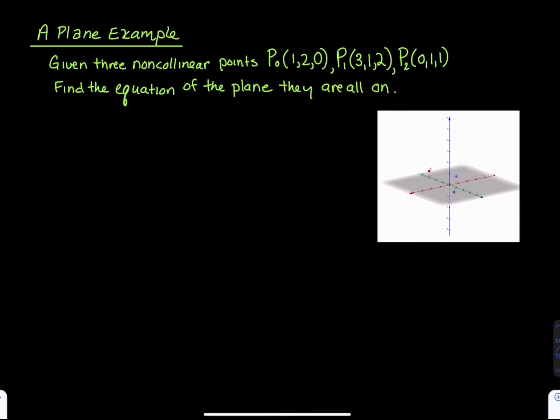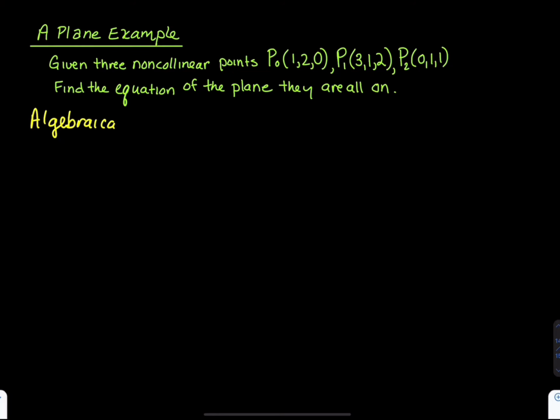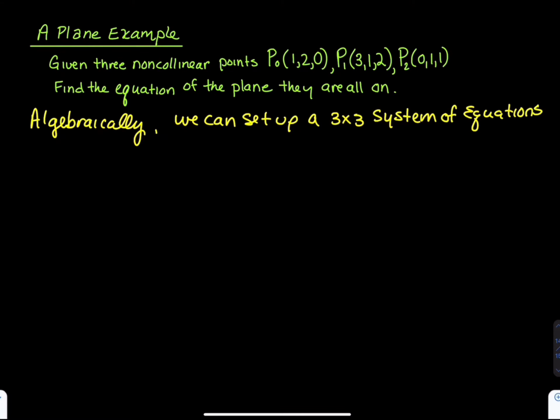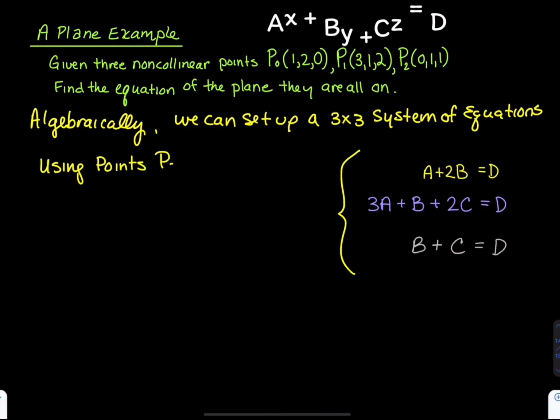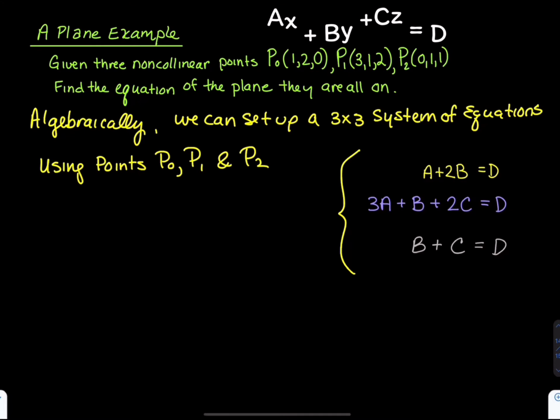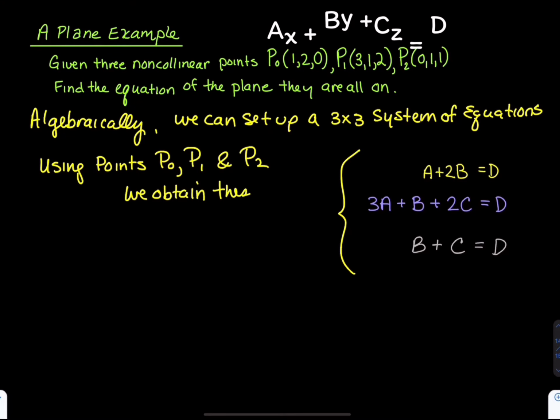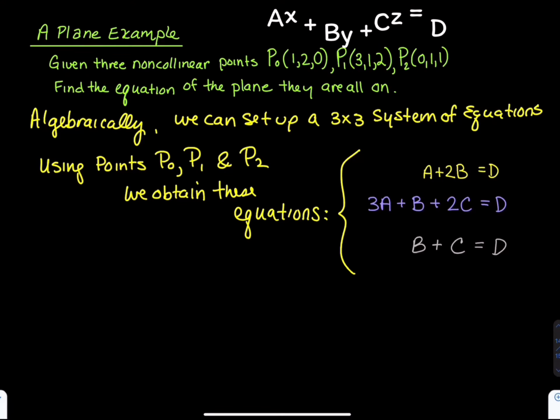Given 3 non-collinear points, P0, P1, and P2, find the equation of the plane that they are all on. Our first approach is algebra. So, using these coordinate points, we can set up a system of equations, a 3x3 system of equations. That is 3 equations and 3 unknowns. Well, actually, in this case, 4 unknowns. But we'll see how to deal with that in a moment.